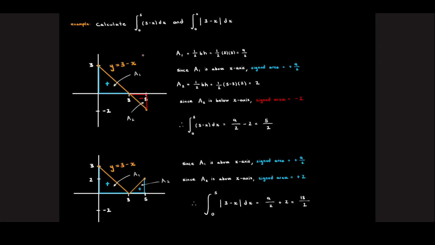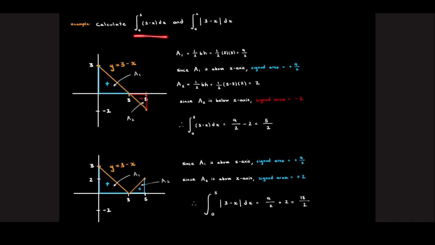So now let's take a look at a quick example. Let's suppose we want to find the value of the definite integral from 0 to 5 of 3 minus x dx, and we want to compare that with the value of the definite integral from 0 to 5 of the absolute value of 3 minus x dx. So let's begin by making a plot of what this region even looks like. So the function f of x equals 3 minus x is just a straight line with y-intercept 3, slope -1, and we're going to plot it over the interval from 0 to 5.